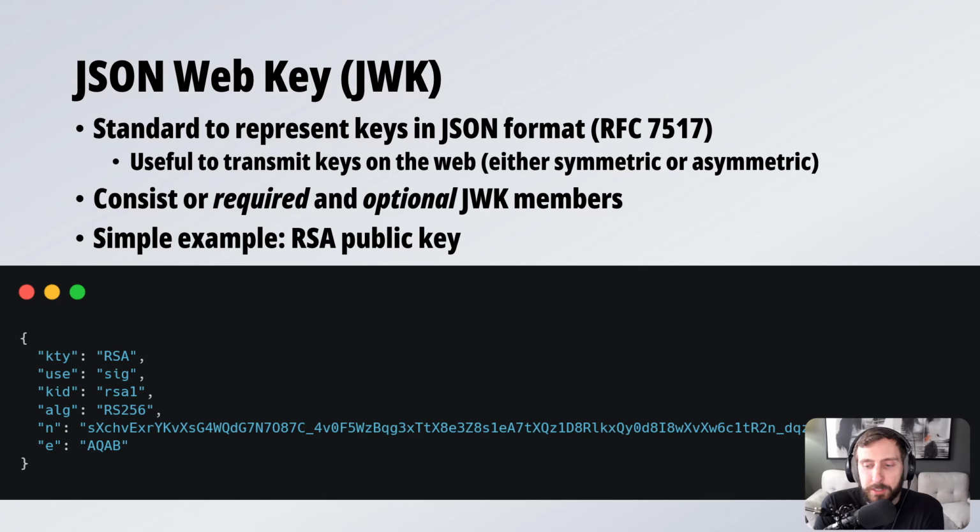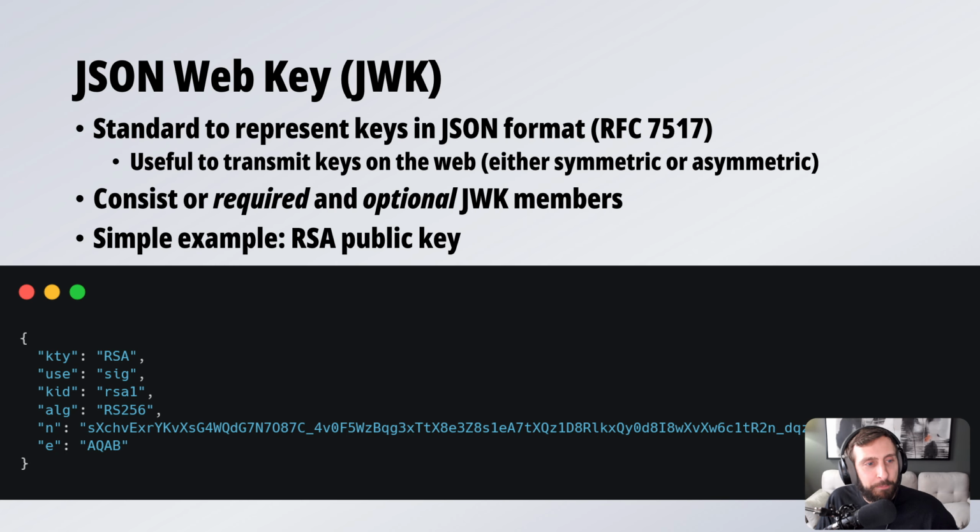One thing we haven't talked about but has been referenced a couple times is the JSON web key, which is yet another RFC, RFC 7517, I believe it is. And this is a standard that describes a way to transmit keys on the web using what? JSON. Everything is JSON now, right?